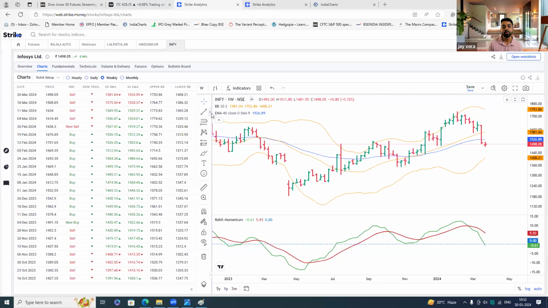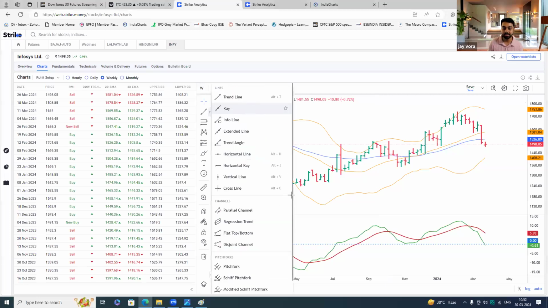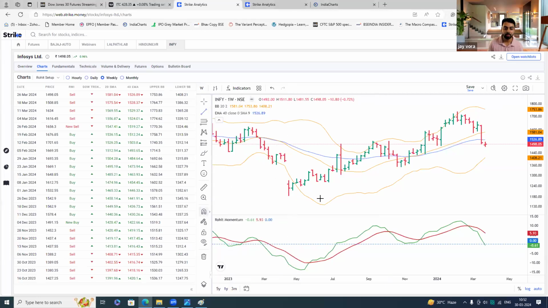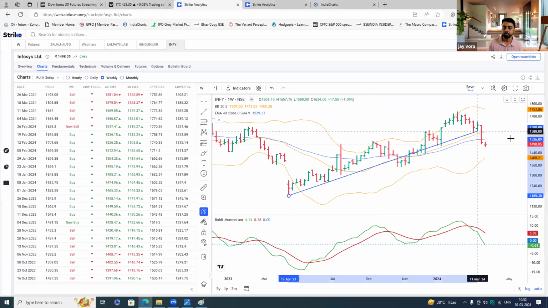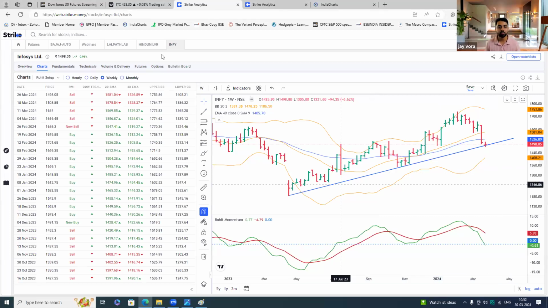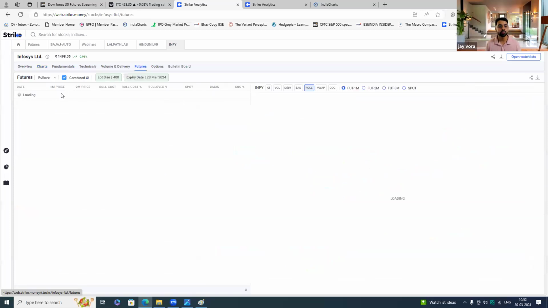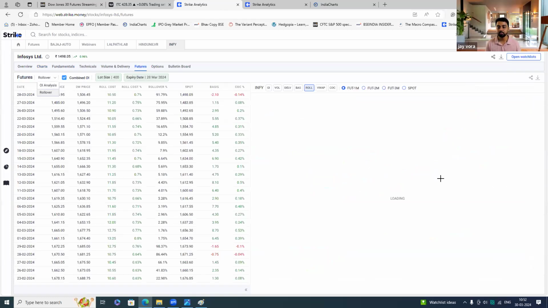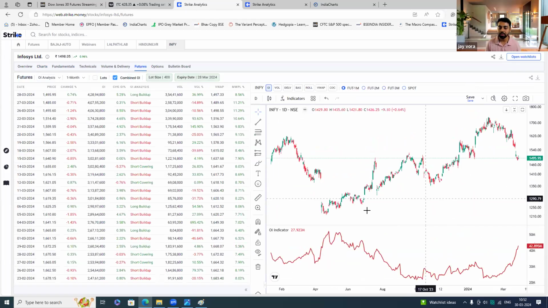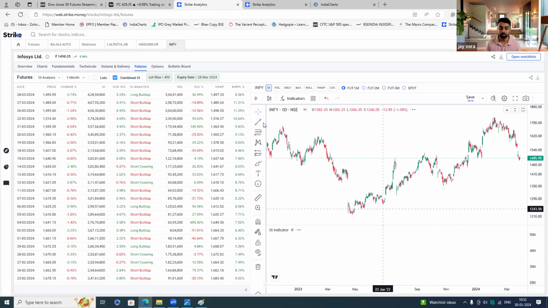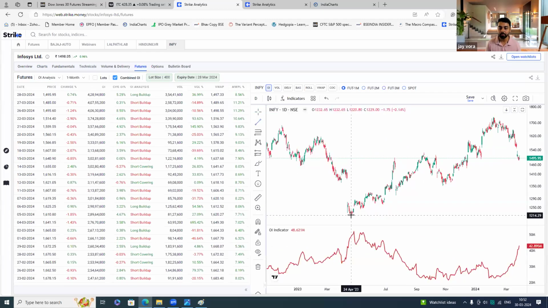Now, when I look at it technically and draw a trend line, this is right at the trend line. If I go to the futures screen and do the OI analysis over here, I see that the stock price is at the support level.